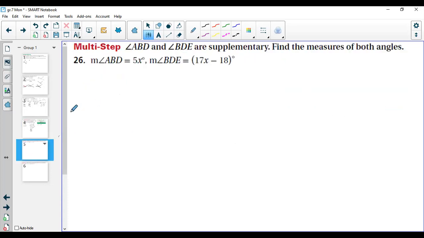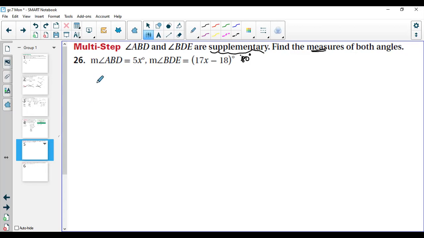Okay, let's move to question number 26. They said angle ABD and BDE are supplementary, which means if you add both the angles, that should give you 180. Find the measures of both angles. So angle ABD is 5x and angle BDE is 17x minus 18. When they say find the measure, of course we need to find the angle value in numbers. But here there are x's, so always you have to find the value of x.